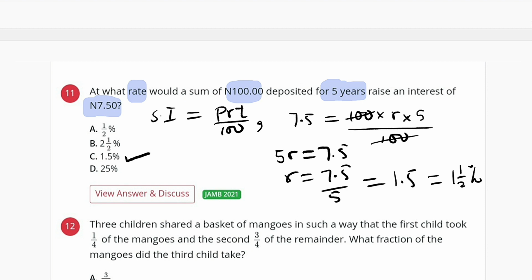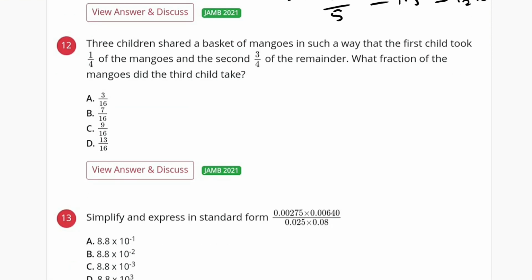Moving on, question number 12. Question number 12 reads: 3 children shared a basket of mangoes in such a way that the first child took 1 over 4 of the mangoes, and the second child got 3 over 4 of the remainder. What fraction of the mangoes did the third child take? Okay, since we don't know the number of mangoes, we can declare it with something else like x.